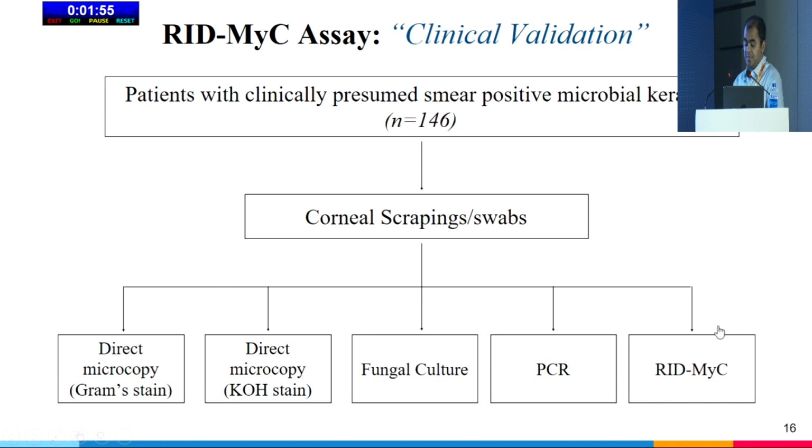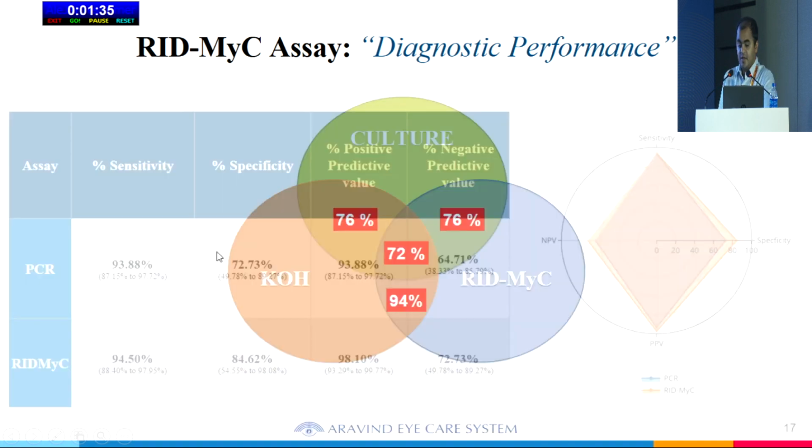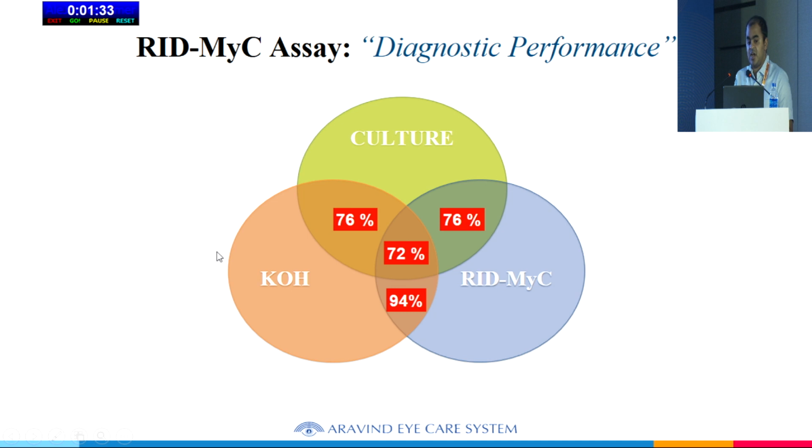After this phase, we went on to again clinically validate this assay in 146 patients with smear positive microbial keratitis. The operators of the RID-MYC assay were blinded to the results of other conventional mycological methods. Being a nucleic acid detection modality, we tested it against the PCR. The sensitivity of RID-MYC was 94.5%, better than PCR, and the specificity was 84.62%, again better than PCR. The concordance of RID-MYC with culture was 76%, which was similar to the concordance rate between KOH and culture, and the concordance between KOH and RID-MYC was 94%.